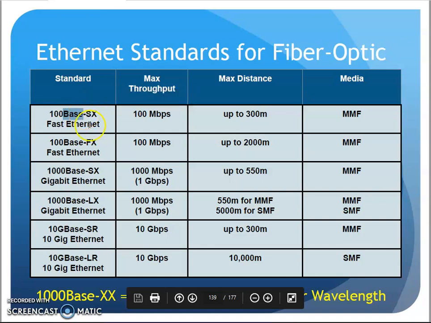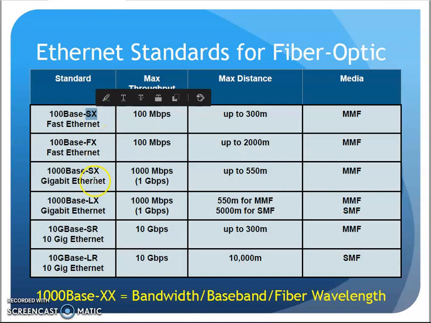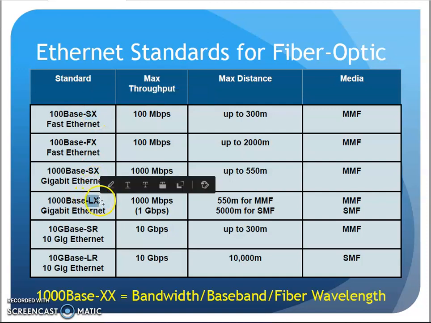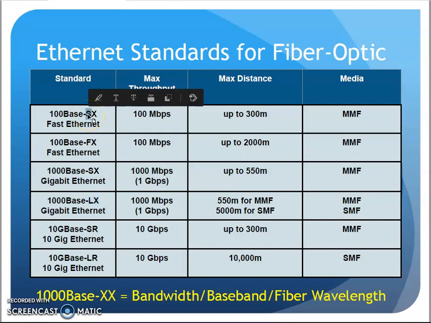The third part, like the SX or the LX here, actually gives us a clue as to the wavelength being used, and the wavelength gives us a clue as to distance. If I have S for short wavelength, it's going to go a short distance. If I see L, it's a longer wavelength. It can go a longer distance. So a lot of this gets a lot easier if I look for a couple of those clues. So let's look down through these.